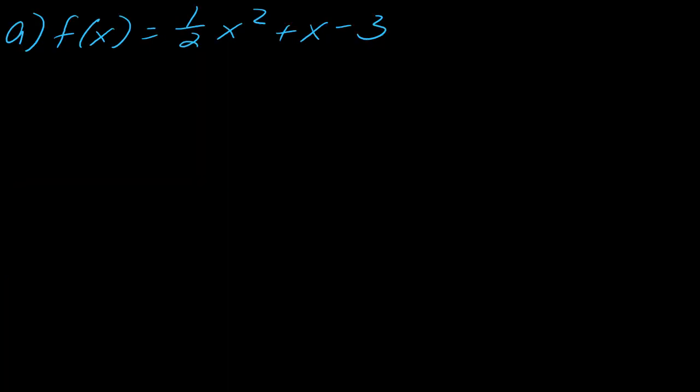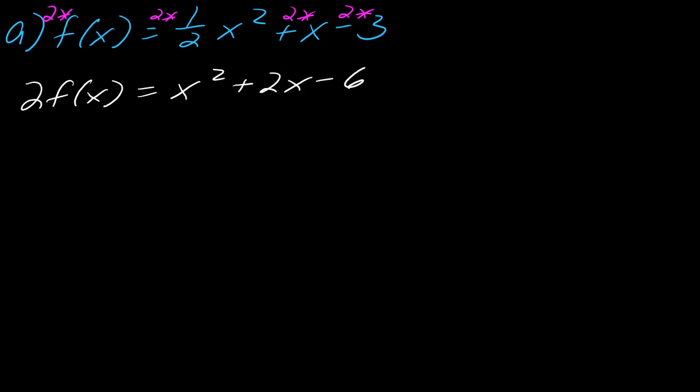So what we're going to do to start, in this particular equation, we don't have the leading coefficient that we want. So I'm going to multiply everything by 2. That'll get rid of this fraction, and then that'll get me to the leading coefficient of 1. So I've multiplied each part by 2, so I get 2 times f of x equals x squared plus 2x minus 6. Now the next thing I need to do is isolate the x terms.